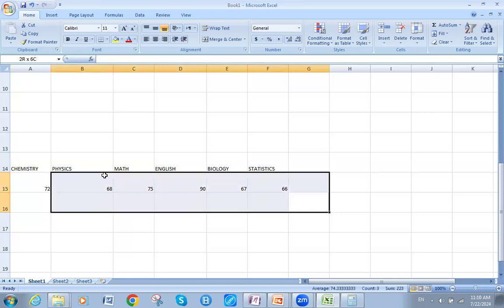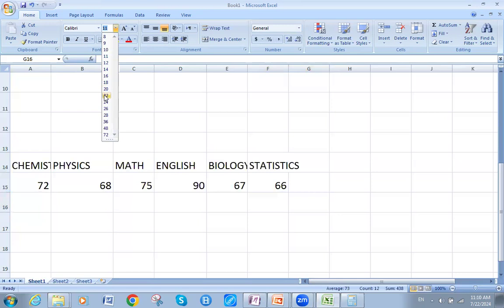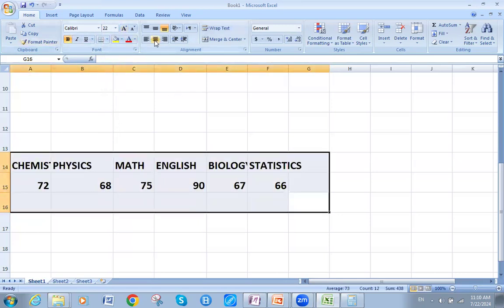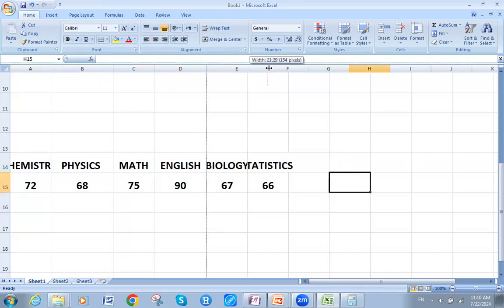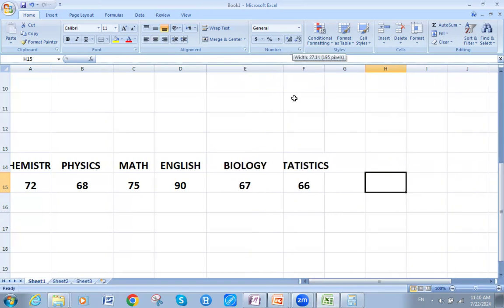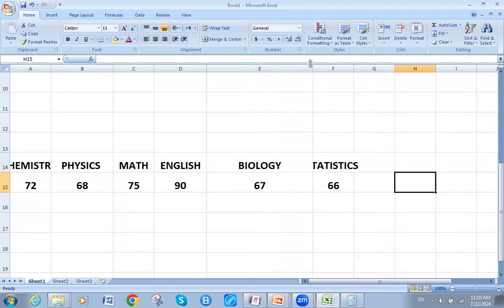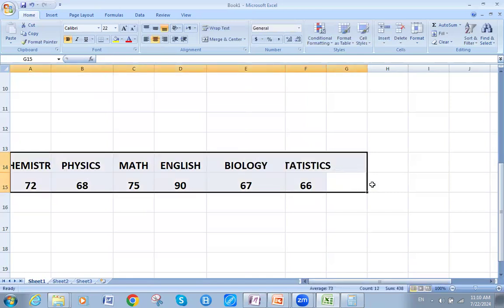Let me enlarge it so that you guys can see it properly. We'll do it in a higher font and put it in the middle. I think here it's very clear now, but we still need to enlarge the cells so you can see how this works. Statistics, here it is. I think I didn't write this. Yes. Statistics is here, okay. And here is the chemistry, math, and so on. So here are our marks.